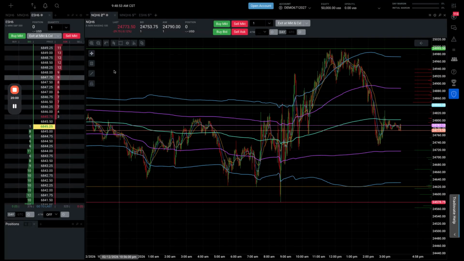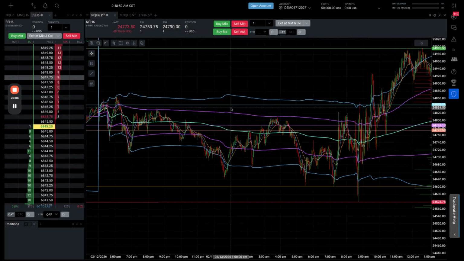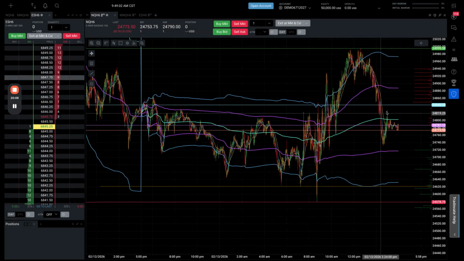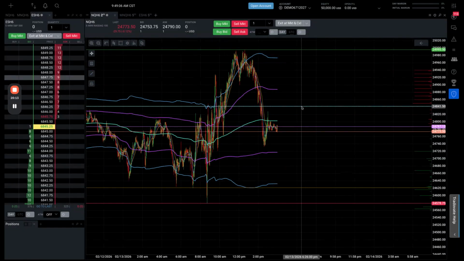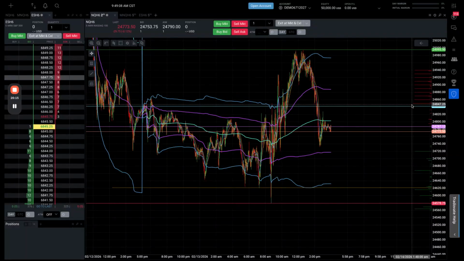Okay, open price is going to be this baby blue line. So where price opened, at 5 o'clock, it's going to show there. And then at 8:30 a.m. Central Time, you'll get a brand new baby blue line.